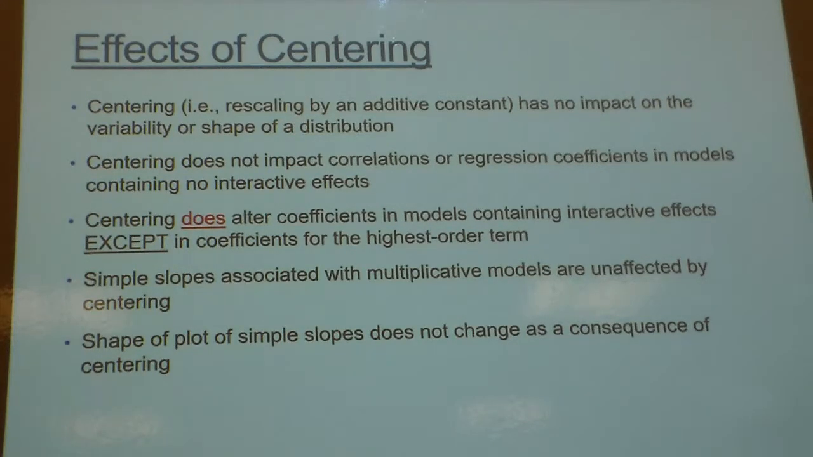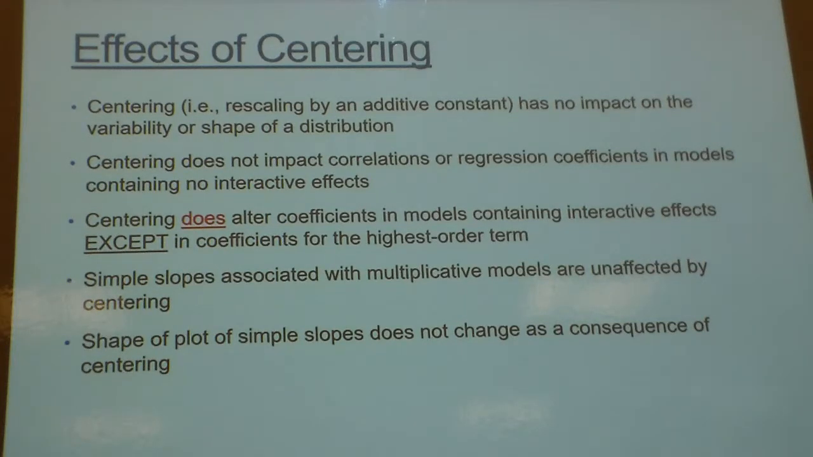Doesn't impact correlations or regression coefficients if our models don't contain interactive effects, right? So if I look at the correlation between x1 and x2, and then I look at the correlation between centered x1 and centered x2, it's going to be identical, right? If I want to look at the best linear combination of x1, 2, and 3 on my outcome, and then I look at the best linear combination of centered x1, 2, and 3 on my outcome, those regression coefficients for each one of those predictors is going to be identical, as long as there's no interaction terms in there, okay?